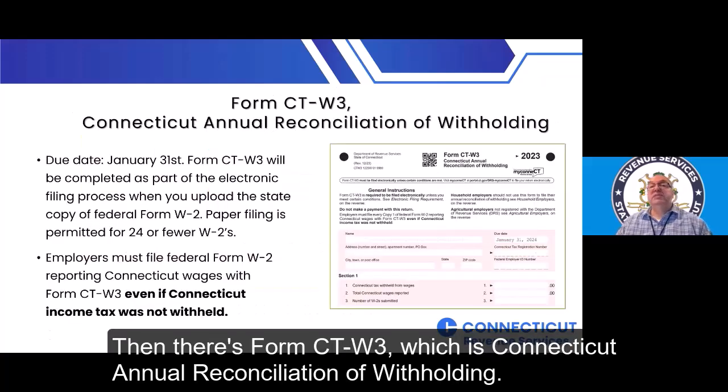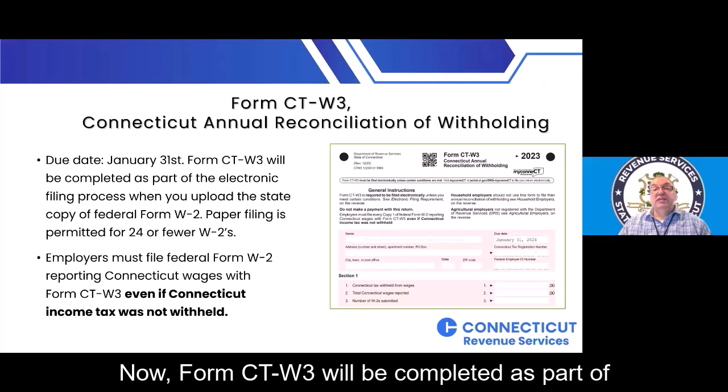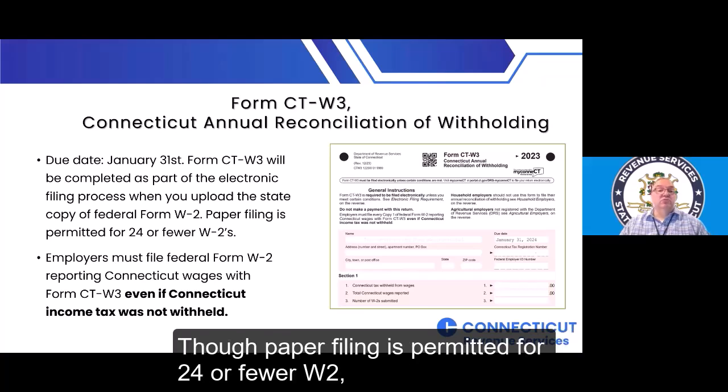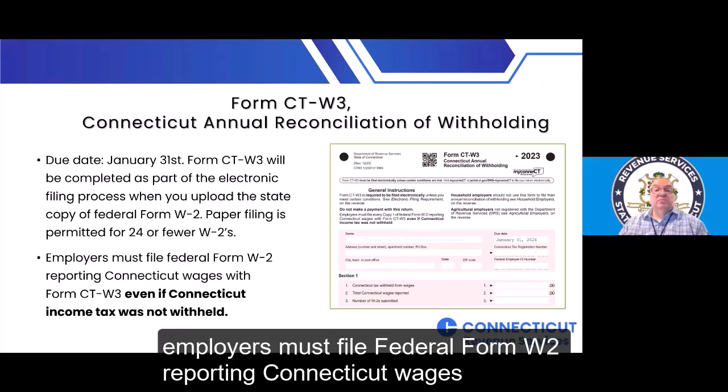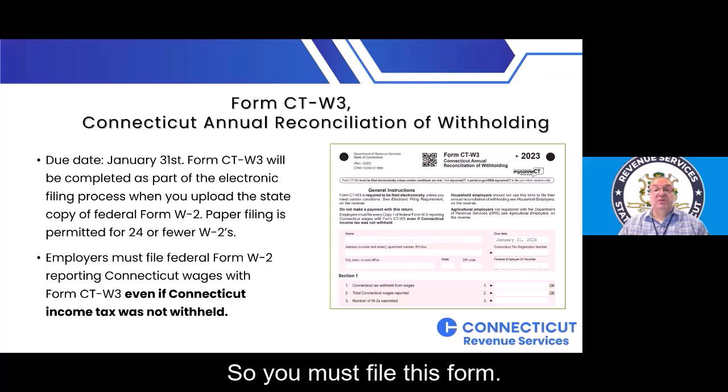Okay, and then there's Form CTW3, which is the Connecticut Annual Reconciliation Withholding. This is due on January 31st. Form CT-W3 will be completed as part of the electronic filing process when you upload the state copy of Federal Form W2, though paper filing is permitted for 24 or fewer W2s. Employers must file Federal Form W2 reporting Connecticut wages with Form CT-W3, even if Connecticut income tax was not withheld. So you must file this form.